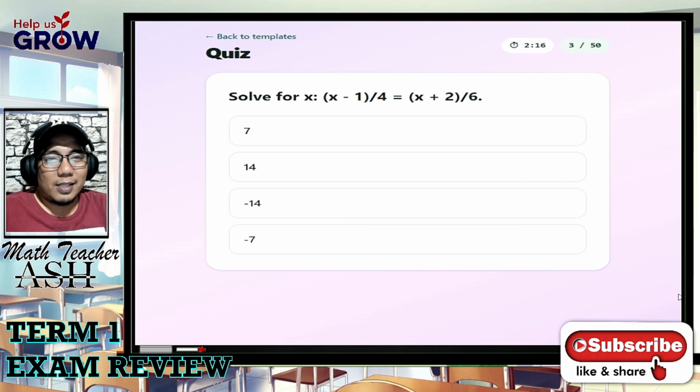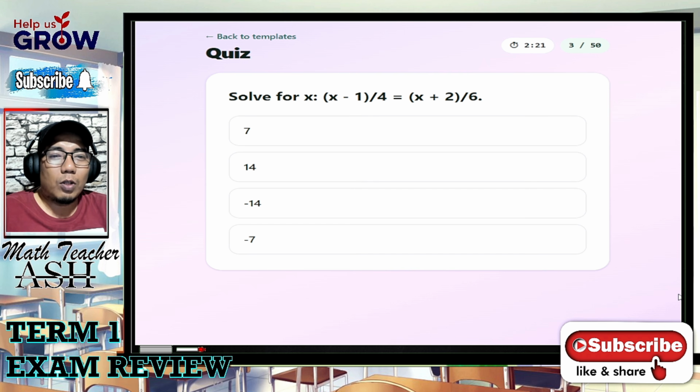Solve for x. The quantity x minus 1 over 4 is equal to the quantity x plus 2 over 6. Is it 7? Is it 14? Is it negative 14? Or is it negative 7? What do you think is the answer?